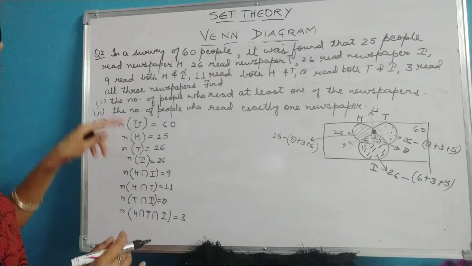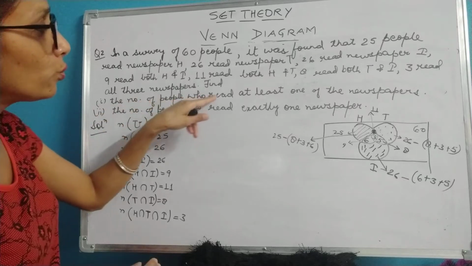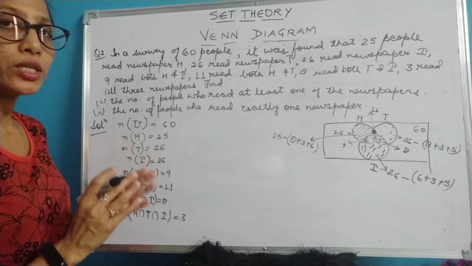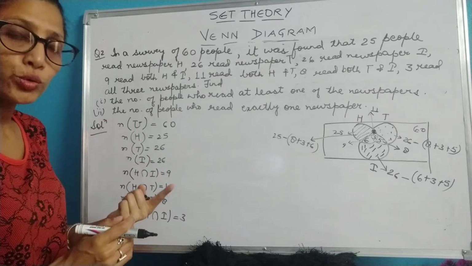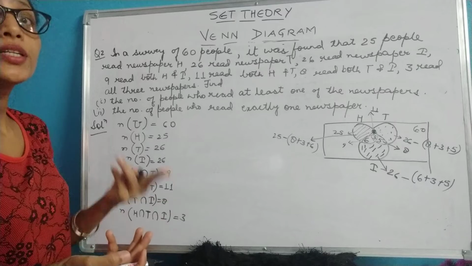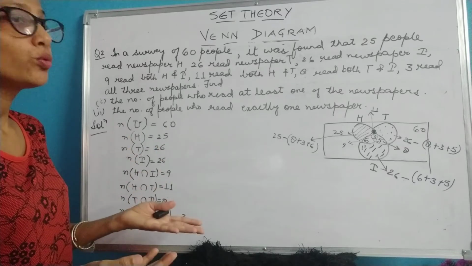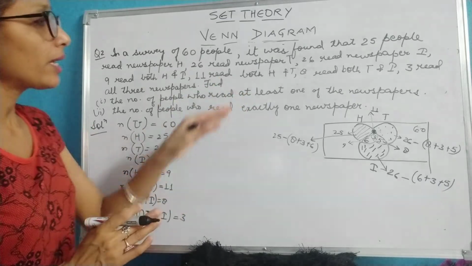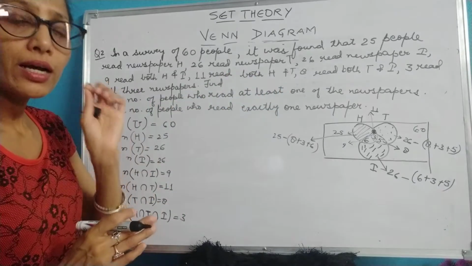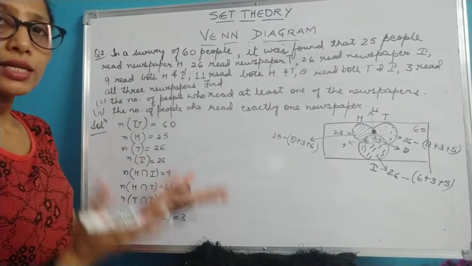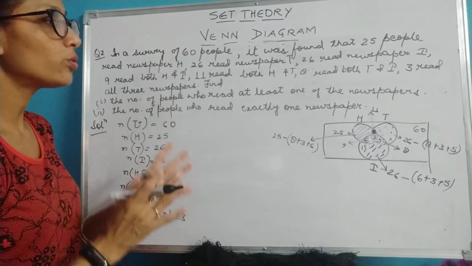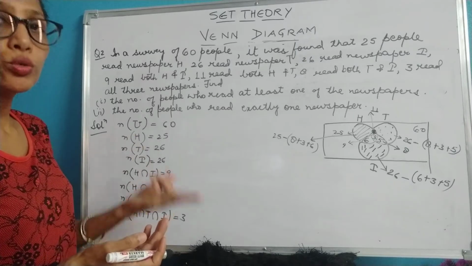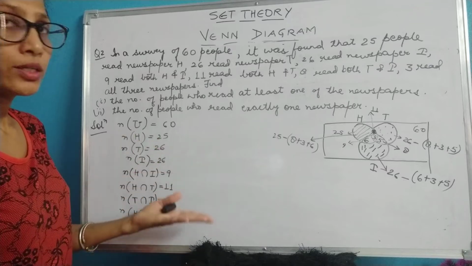Now you see, what do you want to find out? The number of people who read at least one. At least one means you have to include the people who are reading one newspaper, the people who are reading 2 newspapers, and the people who are reading all the 3 newspapers. At least one means at least one. That means a person can read more than one also. So you include the people reading 1 newspaper, 2 newspapers, and 3 newspapers.